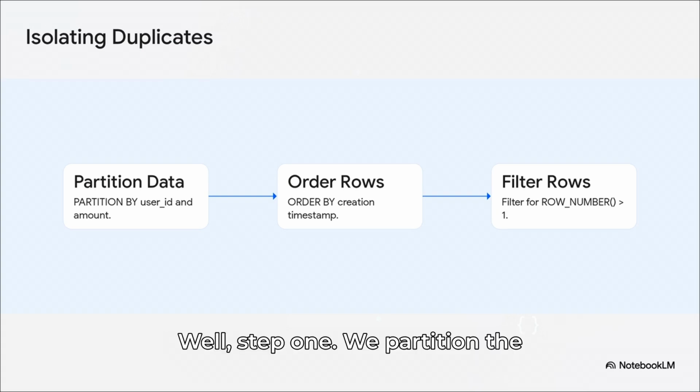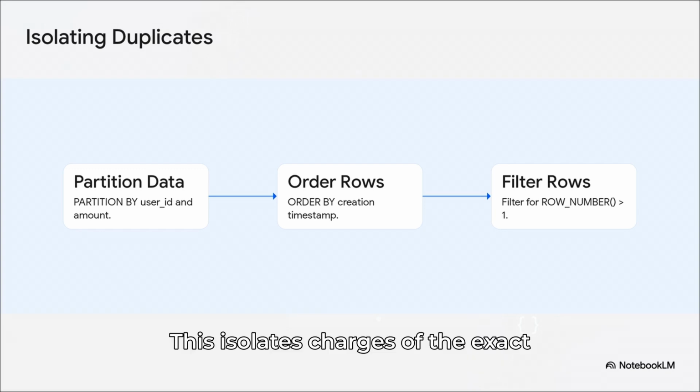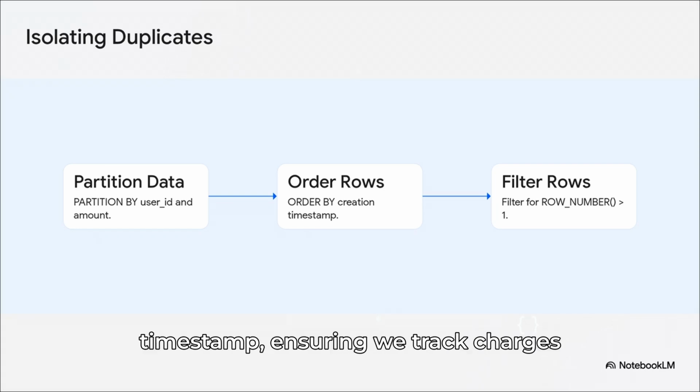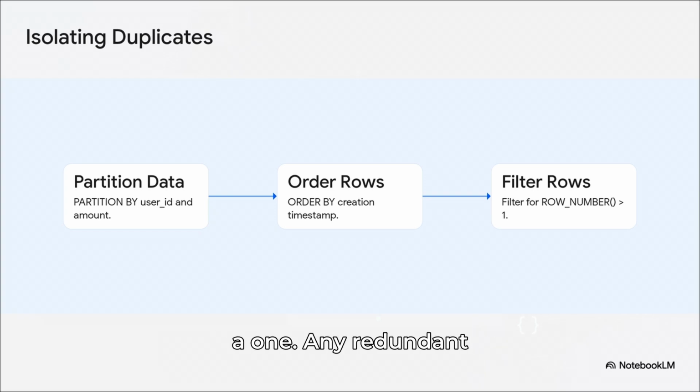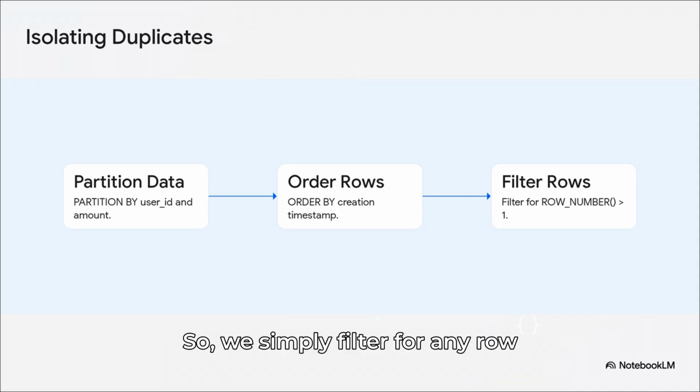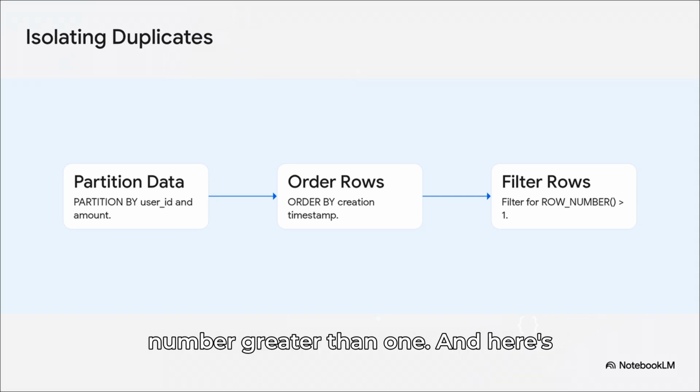Well, step 1, we partition the data by user ID and the transaction amount. This isolates charges of the exact same price for the exact same user. Step 2, we order those partitions by their creation timestamp, ensuring we track charges happening within the exact same minute. And step 3, we apply ROW_NUMBER. The first valid charge gets a 1. Any redundant charge that follows immediately after gets a 2 or maybe a 3. So we simply filter for any row number greater than 1.